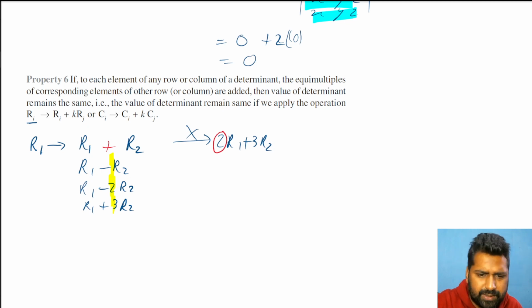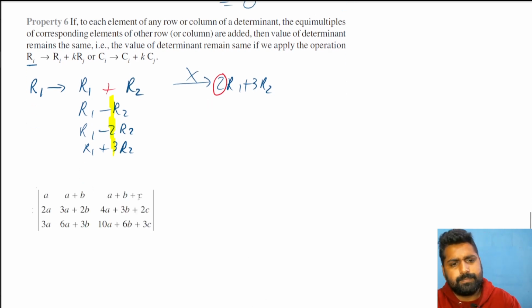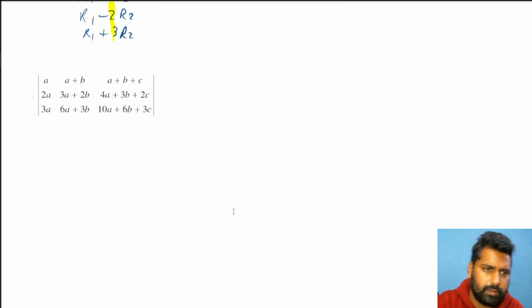Okay. Let me show you one example of how this makes the questions easier. Let's look at this question. All right. So this is your row 1, row 2, row 3. Now you can see how complicated this is right now.